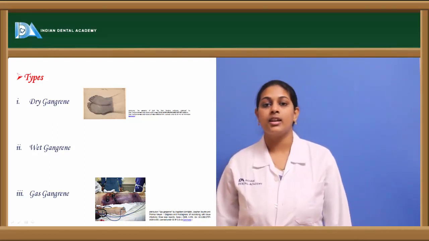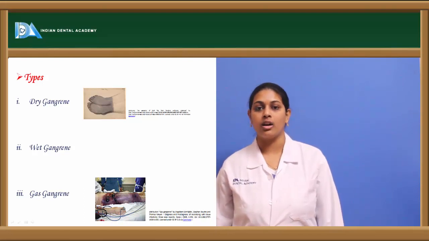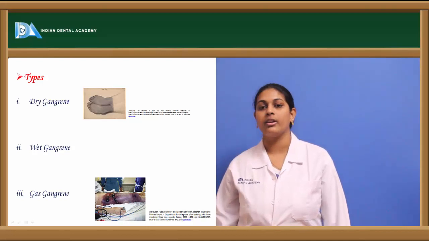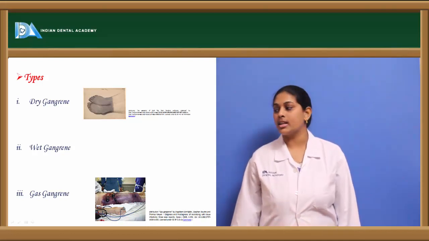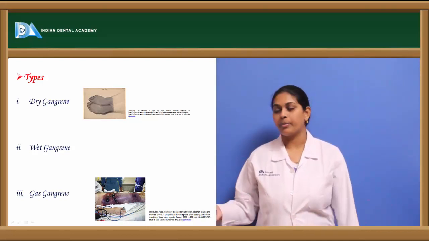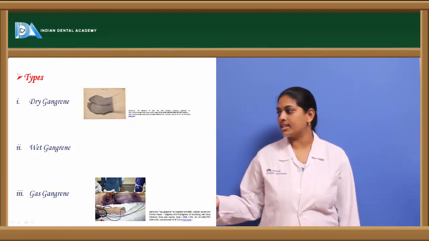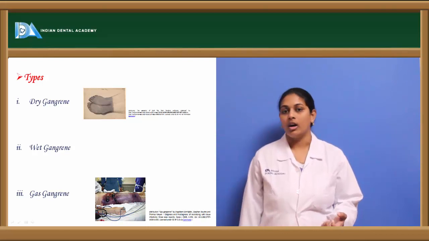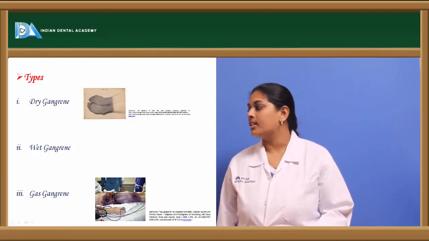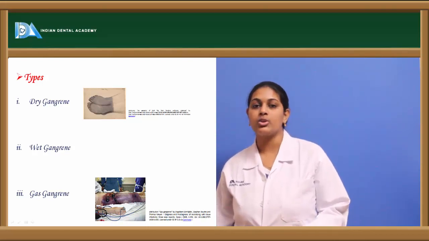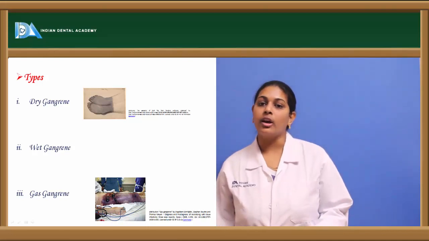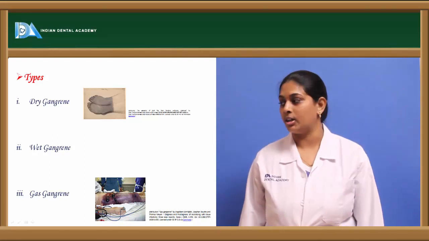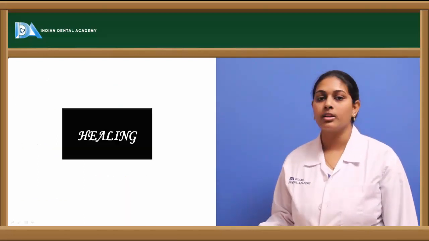This gas is of such a toxic nature to our body that when it spreads rapidly in the body, as we can see in the picture, gas is oozing out in the form of blood, which is edematous, and this can even lead to a life-threatening position and result in the death of a patient if not treated in the early stages. So this is gangrene.